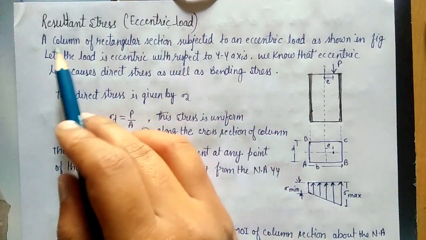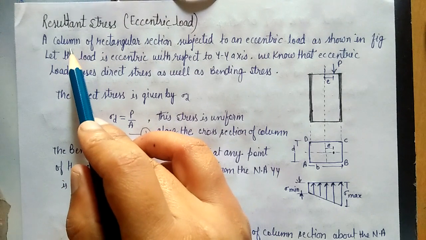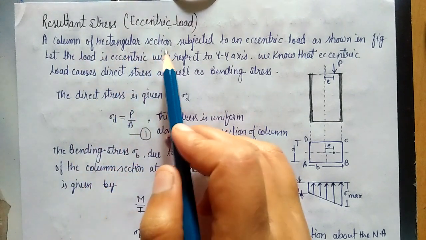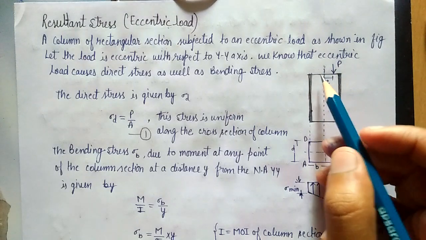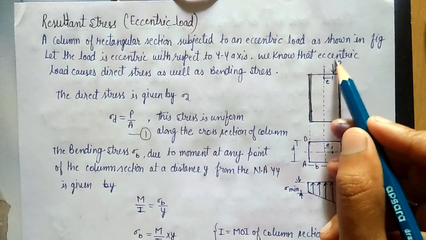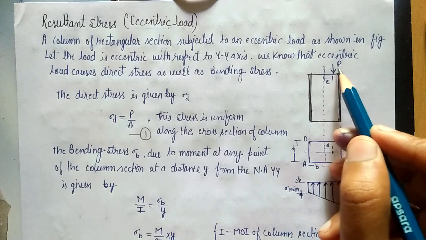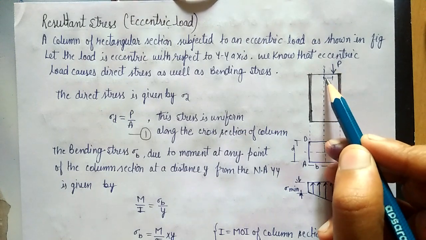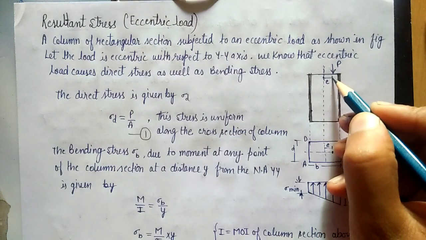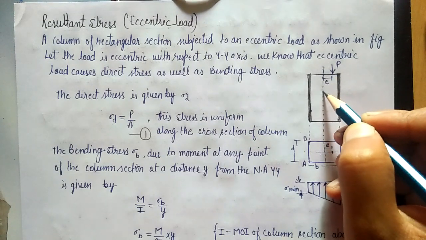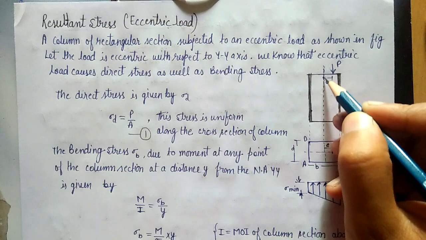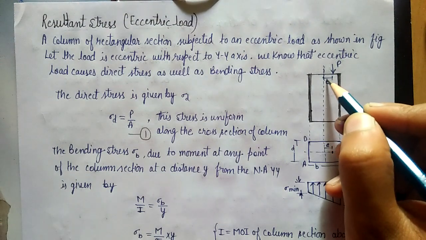So now, a column of a rectangular section, its section is rectangular, subjected to an eccentric load. This is known as eccentric load when the load is applied somewhere at a distance from the axis of the structural member or axis of the column. So this e is known as eccentricity.